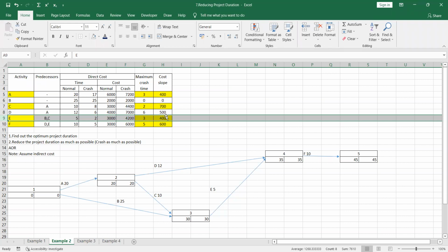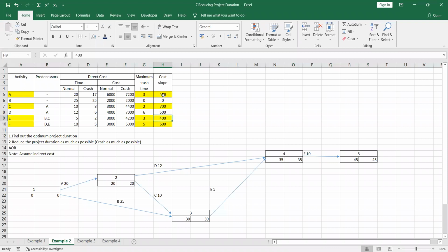The cost slope is lowest for activity A and activity E, but we cannot crash both. So what is the next solution? If we have the minimum cost slope for more than one activity, like in this case, for 2 or more activities, the next step is to choose the lowest identification number. Since both A and E have the minimum cost slope, we could reduce either of them.